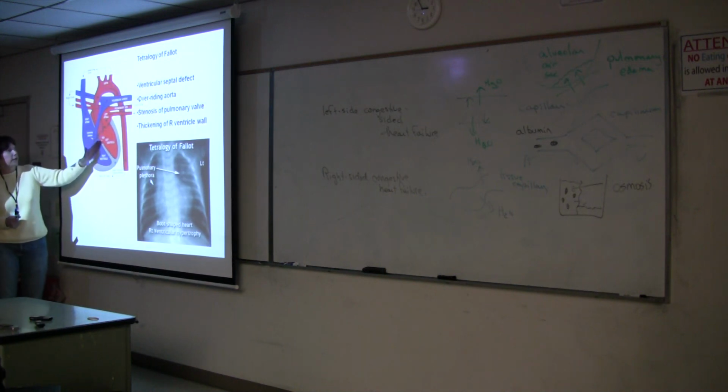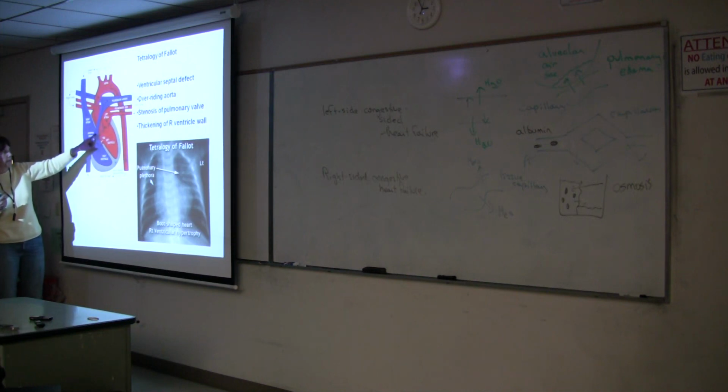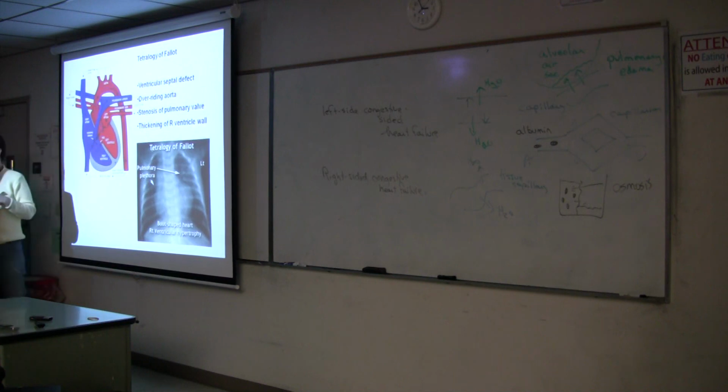So blood is diverted into the aorta because of that opening, and a thickening in the right ventricular wall because it's trying to move blood and receiving a higher resistance. Okay? So overriding aorta, opening the ventral septal defect, and pulmonary stenosis, thickening and non-closure of the valve, and a thicker right ventricle.